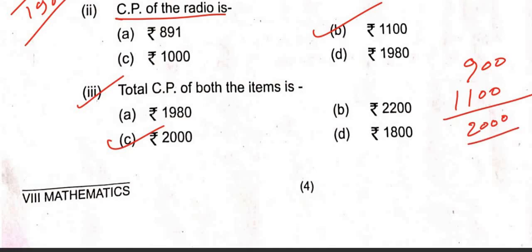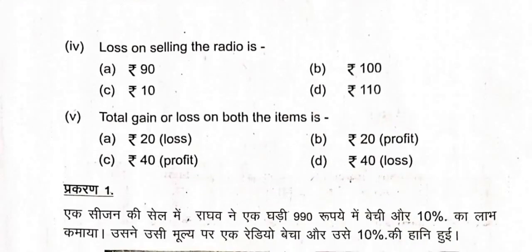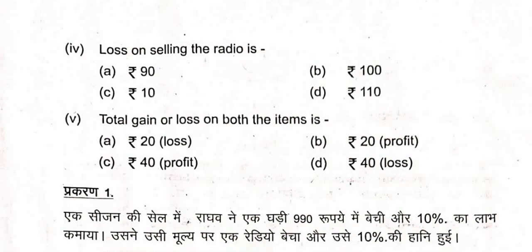Now moving to question number 4, loss on selling the radio is. So actually here the question is asked, loss percent is already given. So we have to find out 10% of 1100, we will get the loss. So the cost price is 1100 and the loss is 10%. So the loss percent is given as 10%. So 10% of 1100, it will be 110 rupees.